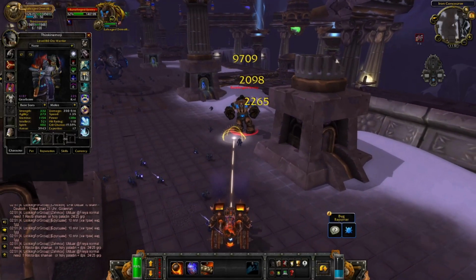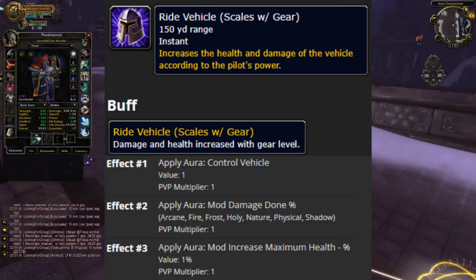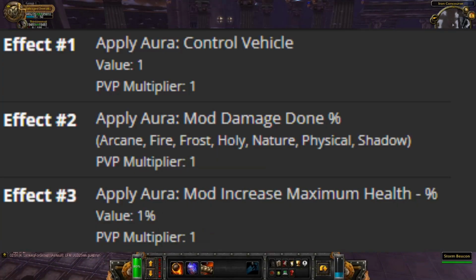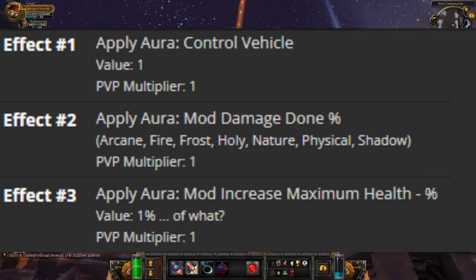So I start flipping through Wowhead and WoW Evo and end up coming across this ability: Ride Vehicle scales with gear. The effect states it scales by 1% damage and 1% health, but 1% of what? So I'm still left with a question that has no answer.